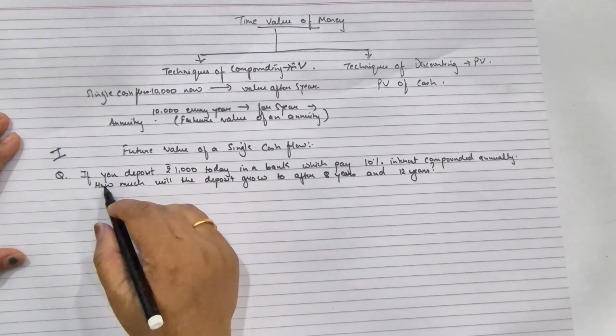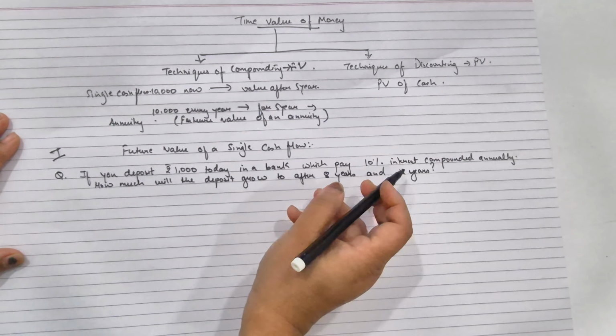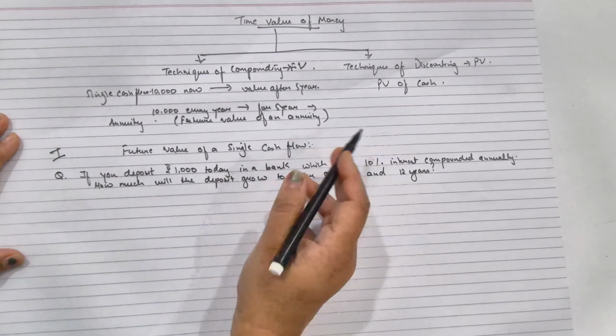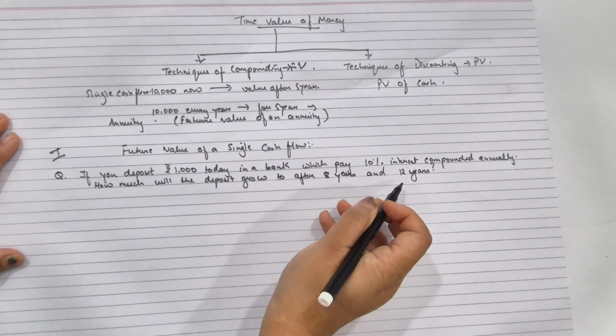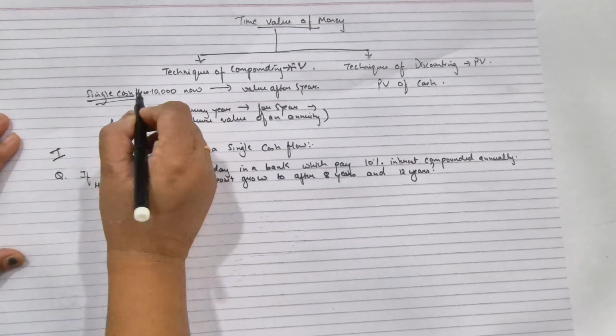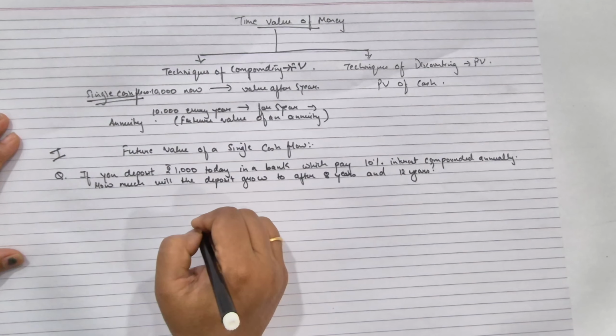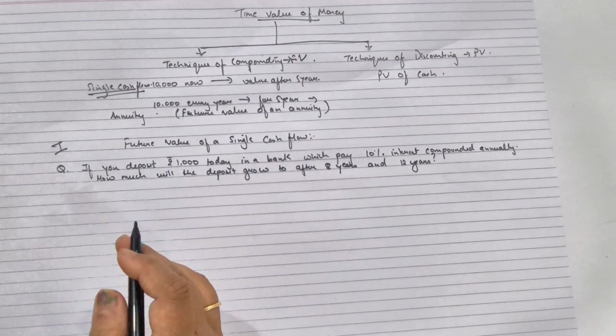Student, our question is: if you deposit 1,000 today in a bank which pays you 10% interest compounded annually, then how much will your deposit grow after 8 years and after 12 years? See, this is an example of a single cash flow where we have deposited 1,000 today and we have to see the value after 8 years and after 12 years.